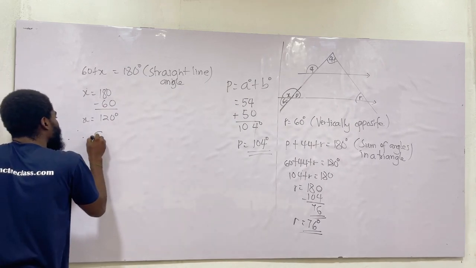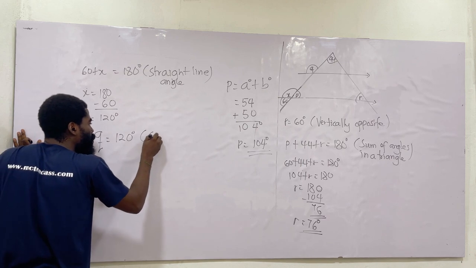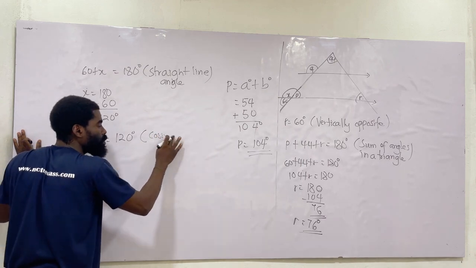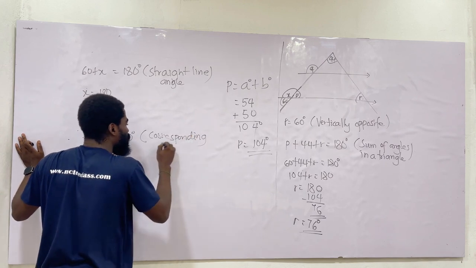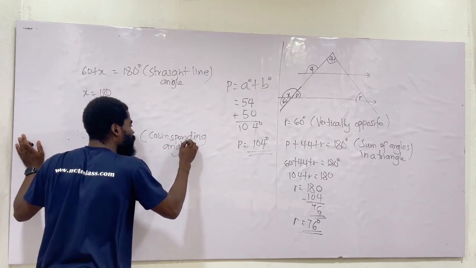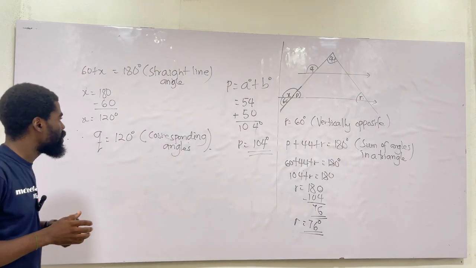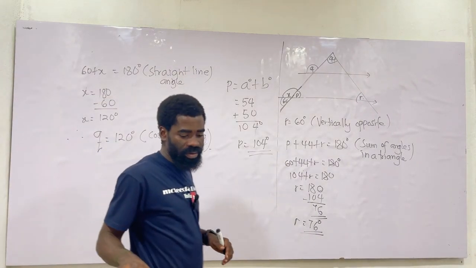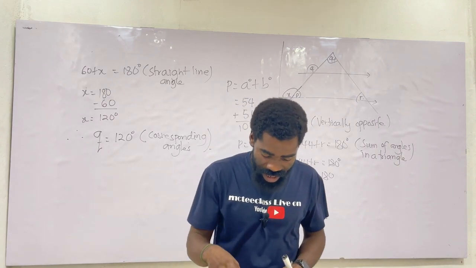Now, if x equals 120 degrees, the top here with the top here are corresponding. Therefore, we can also say that the angle Q equals 120 degrees. Why? Because they are corresponding angles. I hope you get what is going on. You understand what is going on? Very, very important. So this is how we solve this question too. Okay. Let's go on to solve another question.